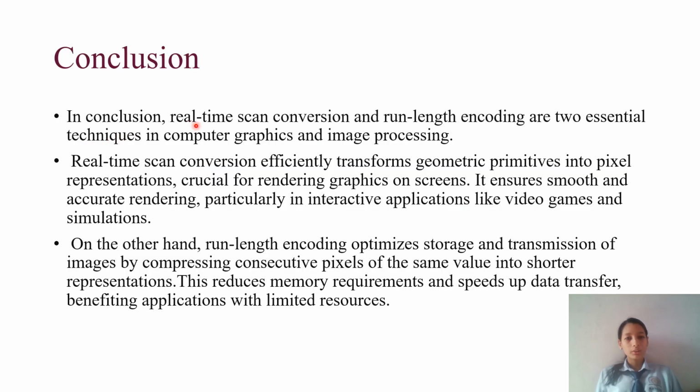In conclusion, real-time scan conversion and run length encoding are two essential techniques in computer graphics and image processing. Real-time scan conversion efficiently transforms geometric primitives into pixel representations, crucial for rendering graphics on screens. It ensures smooth and accurate rendering, particularly in interactive applications like video games and simulations. On the other hand, run length encoding optimizes storage and transmission of images by compressing consecutive pixels of the same value into shortened representations.